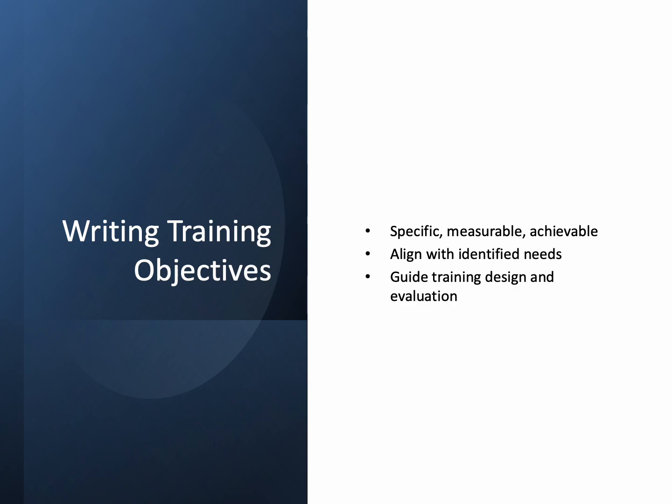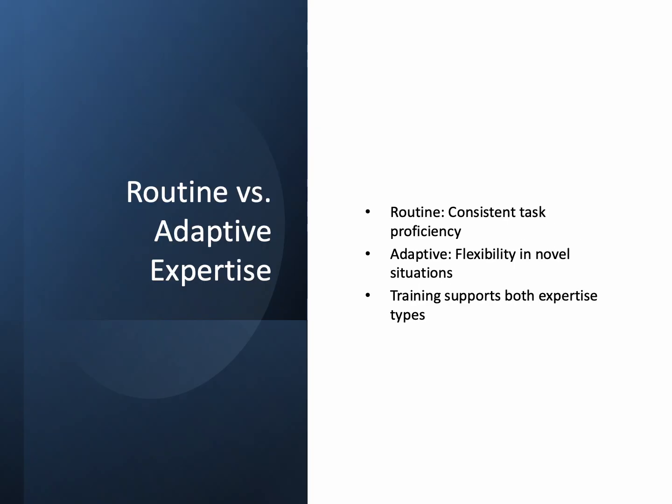Clear objectives ensure training addresses specific gaps, enhancing effectiveness in industries like hospitality or IT, where precise goals drive performance improvements and measurable outcomes. Routine expertise involves proficiency in consistent tasks, like operating machinery, while adaptive expertise requires flexibility in novel situations, like problem solving during a crisis. Training must support both routine expertise through repetitive practice and adaptive expertise through simulations or case studies.